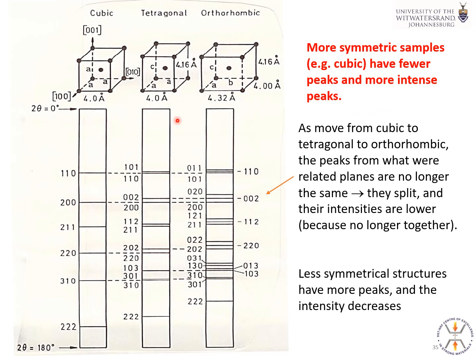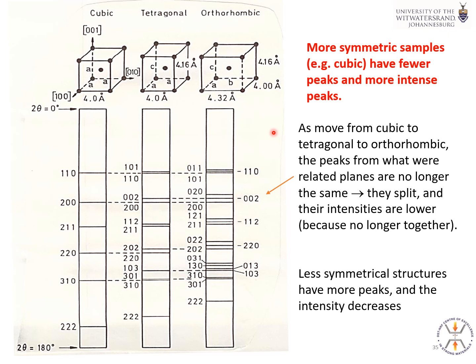Now, what happens? This one is just to try and show you something quickly. If you've got a cubic crystal, then you've got fewer peaks and they're quite large. Then you go to tetragonal and some of those split up. So we've now got two peaks in some positions. So you've got more peaks, but they're going to be of lower intensity. Then we go from tetragonal to orthorhombic. Now they're all split up into three, apart from this and that one. And so you've got even more peaks and they're going to be of lower intensity.